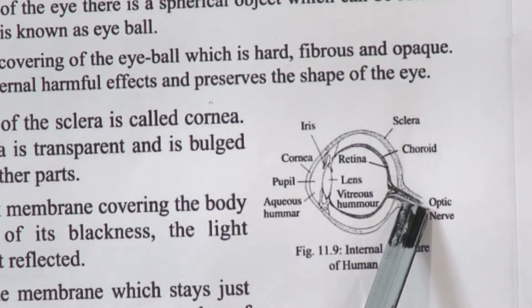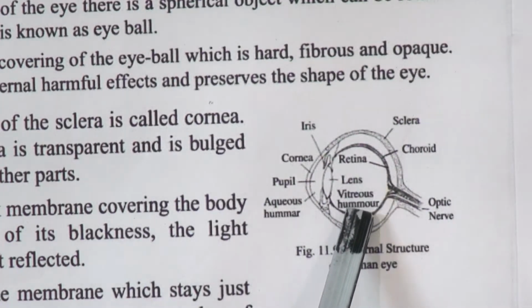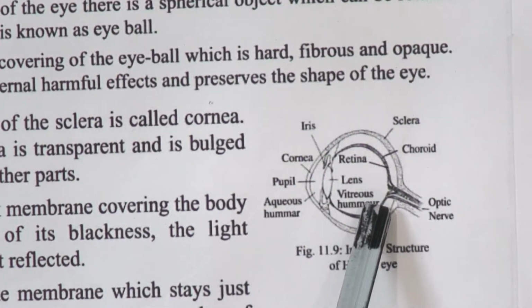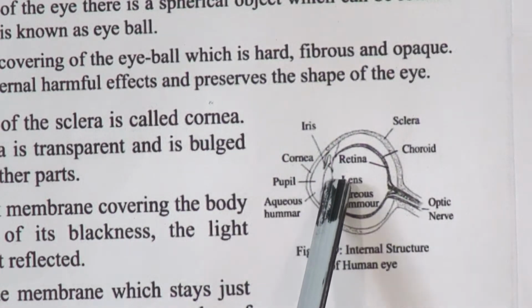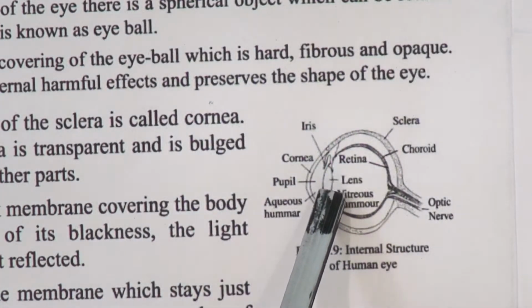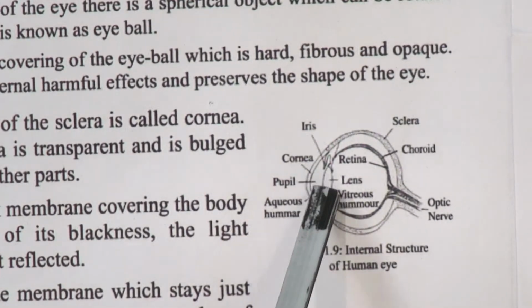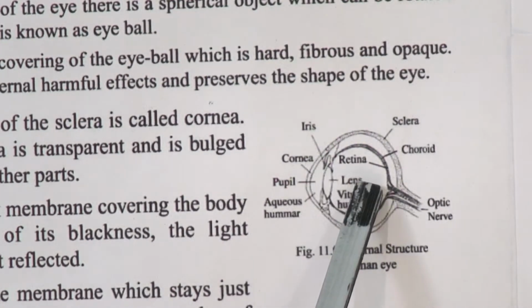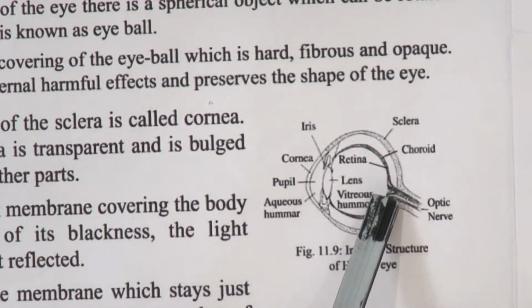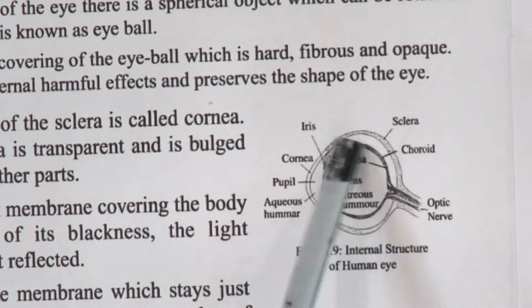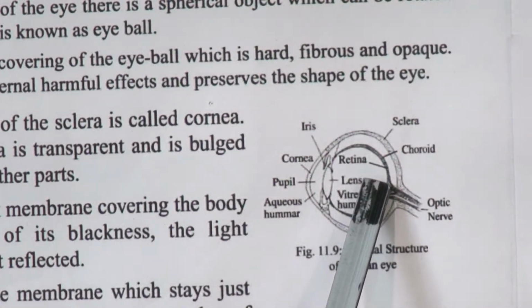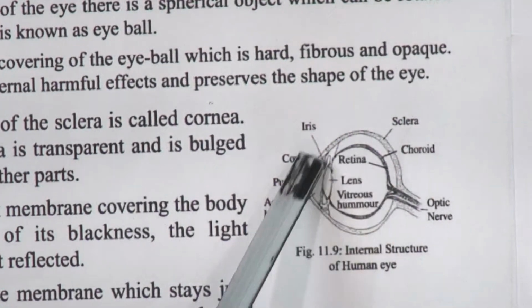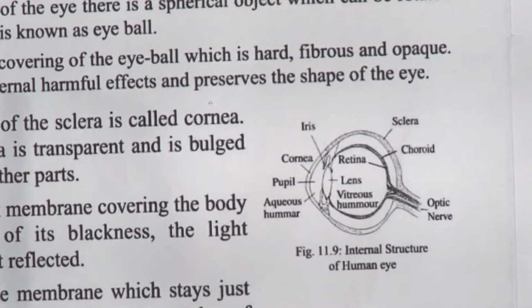This is the optic nerve, and here inside is the vitreous humor, and this is the aqueous humor, and this is the most important part of the eye. This is the lens. Through the lens the light can enter into our eye, and this inner black portion is called the retina. Now we will describe these important portions.